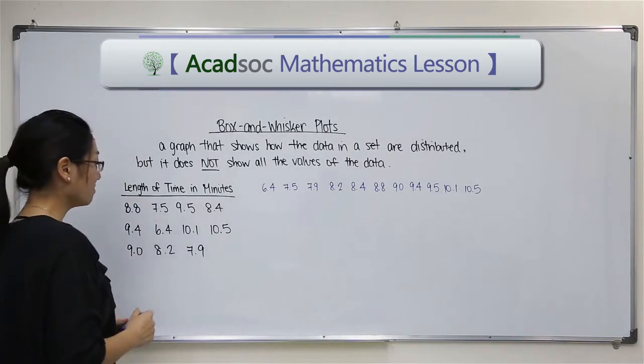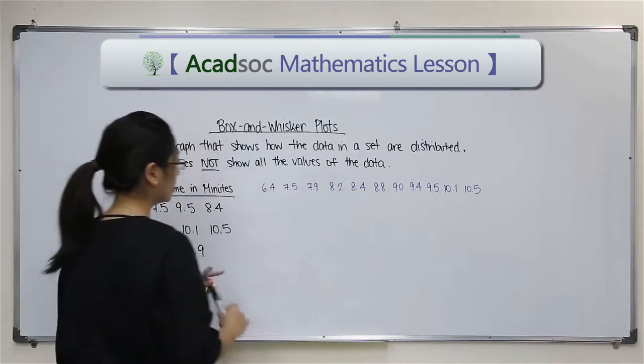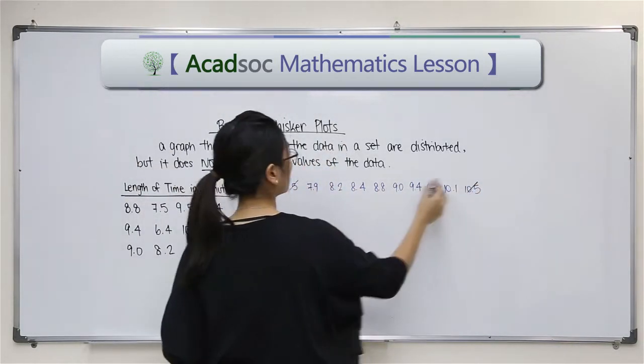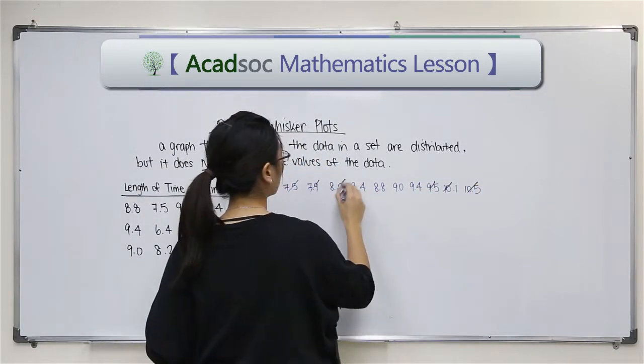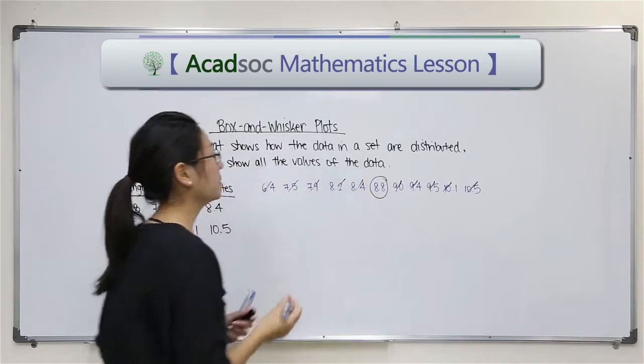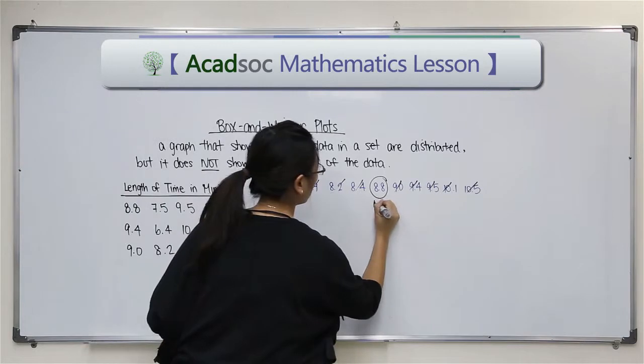Now I'm going to find the median. So let's count off. So here is our median. So our median is 8.8.